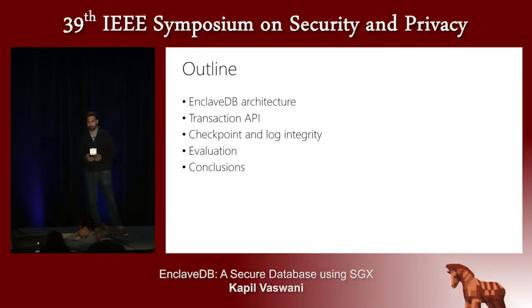So here's the outline of my talk. I'll first describe EnclaveDB and its architecture, and I'll describe some of the core design decisions that help us get these strong security properties. I'll describe the transaction API that the database exposes, and I'll talk about a key component of EnclaveDB, which is a high-performance protocol for ensuring the integrity and freshness of the checkpoint and the database transaction log. And finally, I'll present a quick evaluation of the system and finish with some conclusions.